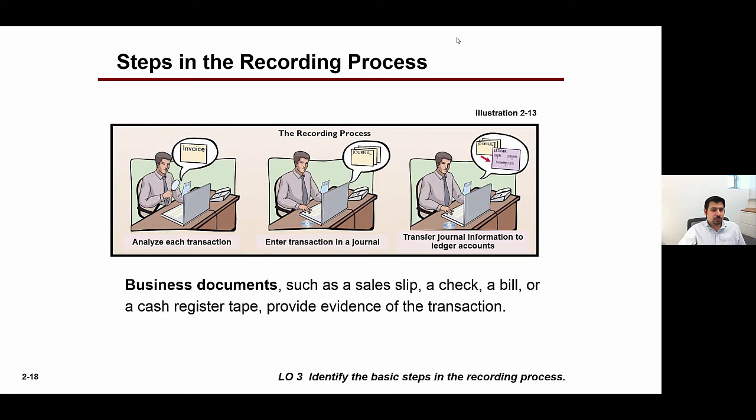After that, we start making journal entries. So we enter that information in the journal, and the last step would be to post that information and transfer it from the journal to the ledger, where we have the individual accounts.